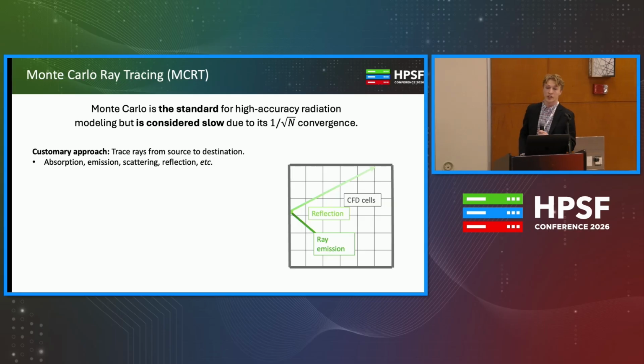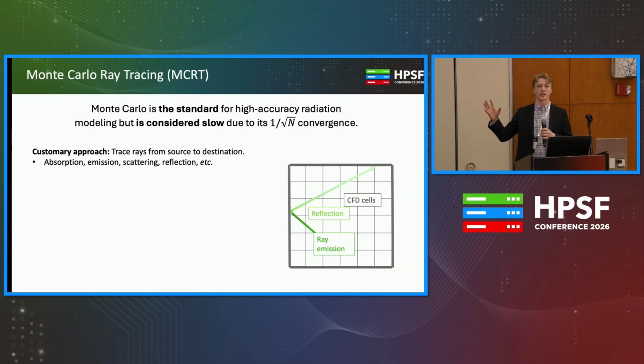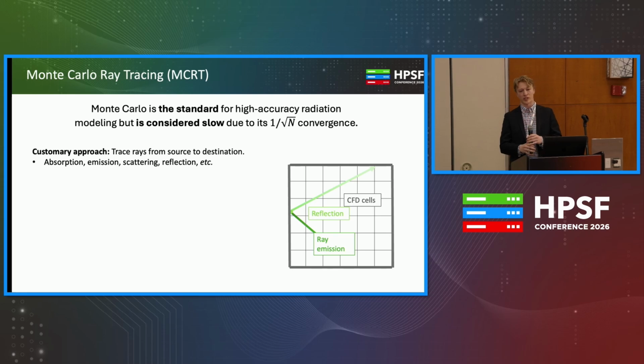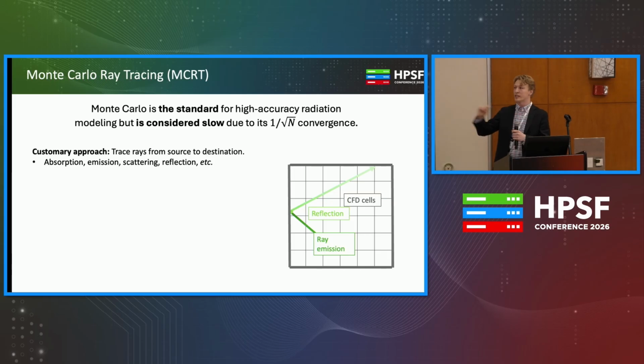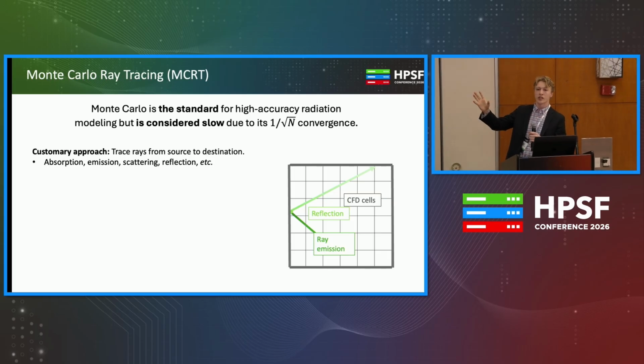So we use the Monte Carlo method. Essentially, we trace a bunch of random rays throughout the system. And this is great for high-dimensional problems, but it's relatively slow to converge with the number of samples that you have. And so the customary approach is essentially to emit rays at different points in this medium and trace these rays throughout the geometry. In this case, we're looking at a CFD mesh. So we have a bunch of piecewise homogeneous representation of our scene, with each cell having its own components.